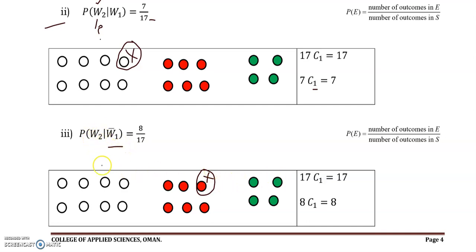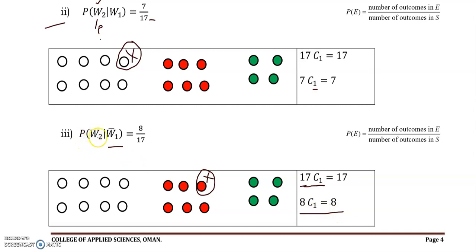So now how many total balls are in the box? 17. So now we are going to select again the second ball, that is W2. What is W2? Second ball drawn is white. So now I select one ball from the remaining 17 balls. So 17C1 is equal to 17, because 17C1 is selecting one ball from the given box of 17 balls. You can use a calculator to calculate this. Now why are we getting this?